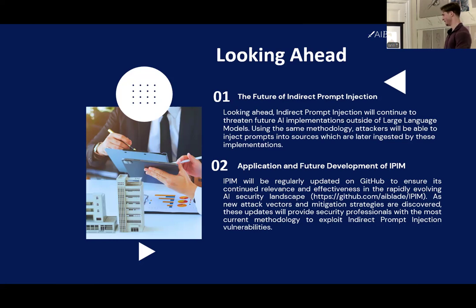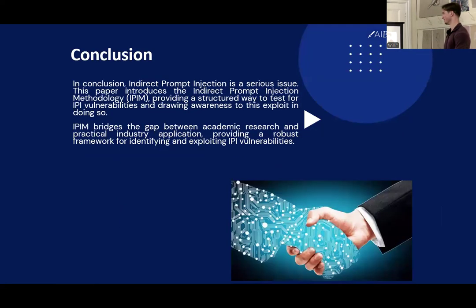The methodology that I've made is going to be regularly updated on GitHub to ensure its continued relevance. I'm hoping it will allow people to learn more about this kind of attack, exploit it themselves in penetration tests, and also learn more about the defensive strategies around indirect prompt injection. So in conclusion, it's a really serious issue. And this methodology really bridges the gap between the academic research, which a lot of people have done, and the actual practical bleeding edge of AI security, showcasing how we can take these attacks away from just white papers and actually executing them in the field.